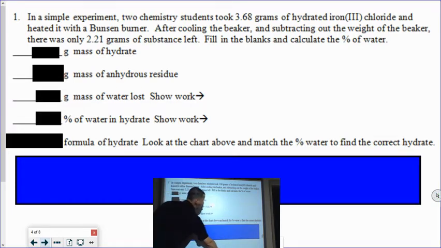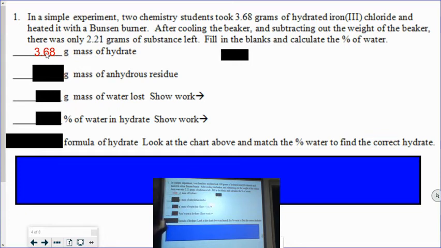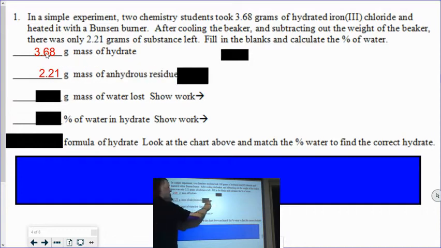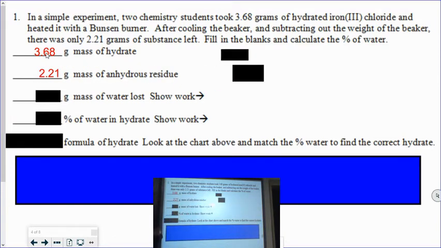If we go through this, it says, in a simple experiment, 2 chemistry students took 3.68 grams of hydrated iron 3 chloride and heated it with a Bunsen burner. So what's the mass of the hydrate? Well, that's that 3.68. What's the mass of the anhydrous residue? After cooling the beaker and subtracting the weight of the beaker, there was only 2.21 grams of substance left. So they took the 3.68, they heated it up, and at the end there was only 2.21 grams left in the beaker. What didn't evaporate away must be the anhydrous residue, or the anhydrous compound.